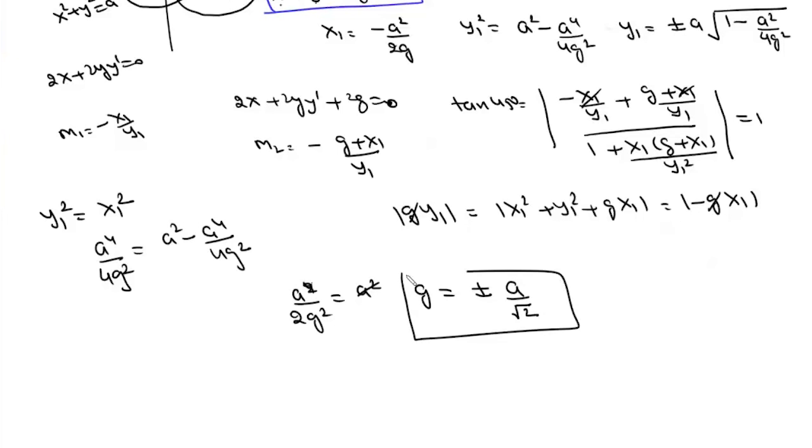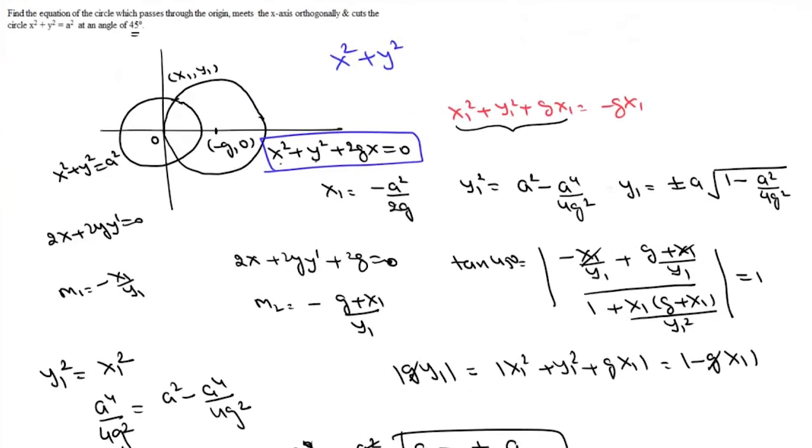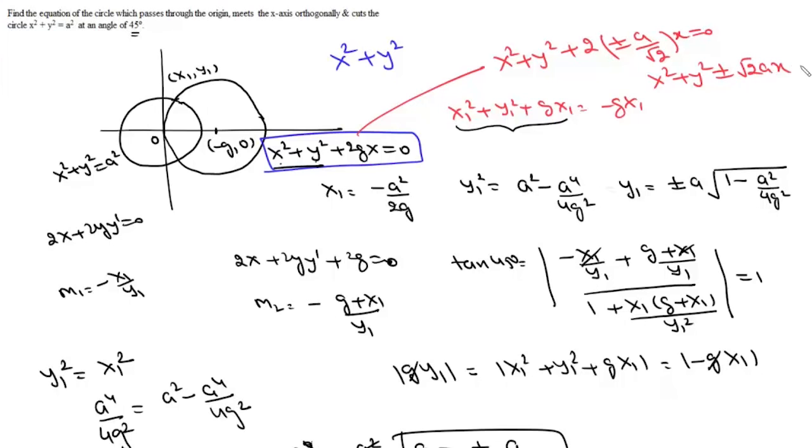And once we have g, we can write the equation of this circle. So the equation of this circle will be x square plus y square plus 2, and g is plus minus a by root 2, x equals 0, or x square plus y square plus minus root 2 a x equals 0. And that is the answer to this question.